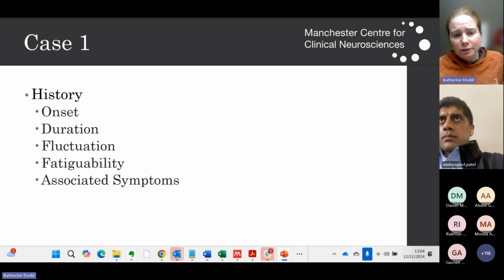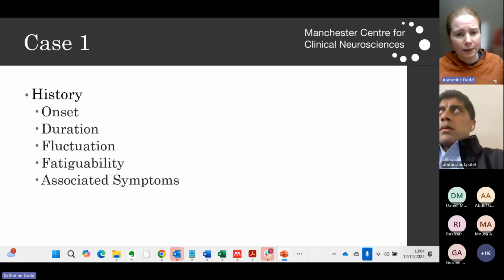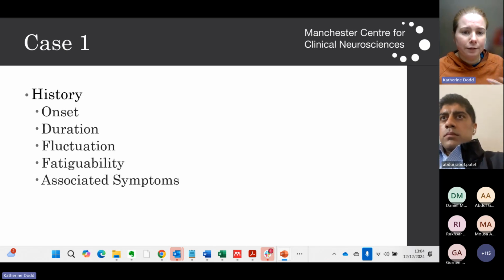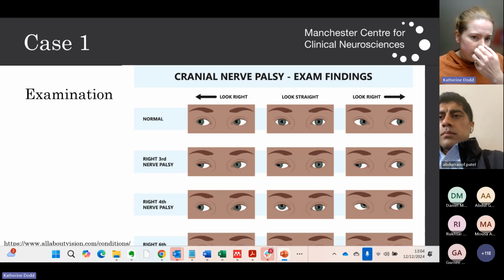So in myasthenia, I just tend to work through where the muscles can be affected. Have they got double vision? Have they got droopy eyelids? Have they got problems with their chewing, their speaking, their swallowing? Have they got problems with their breathing? Have they got problems keeping their head up? And have they got proximal arm and leg weakness? And then you're going to move on to examining the eyes.